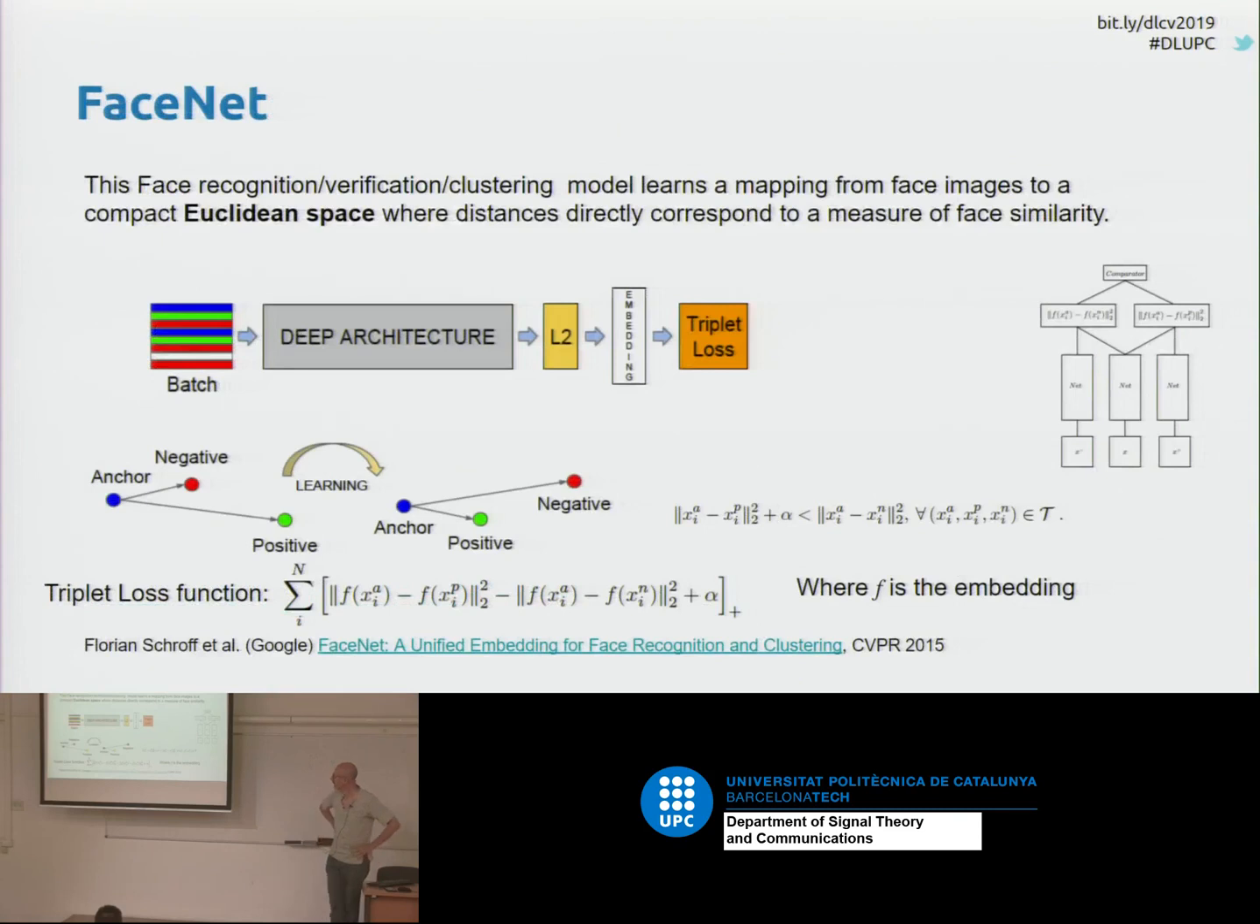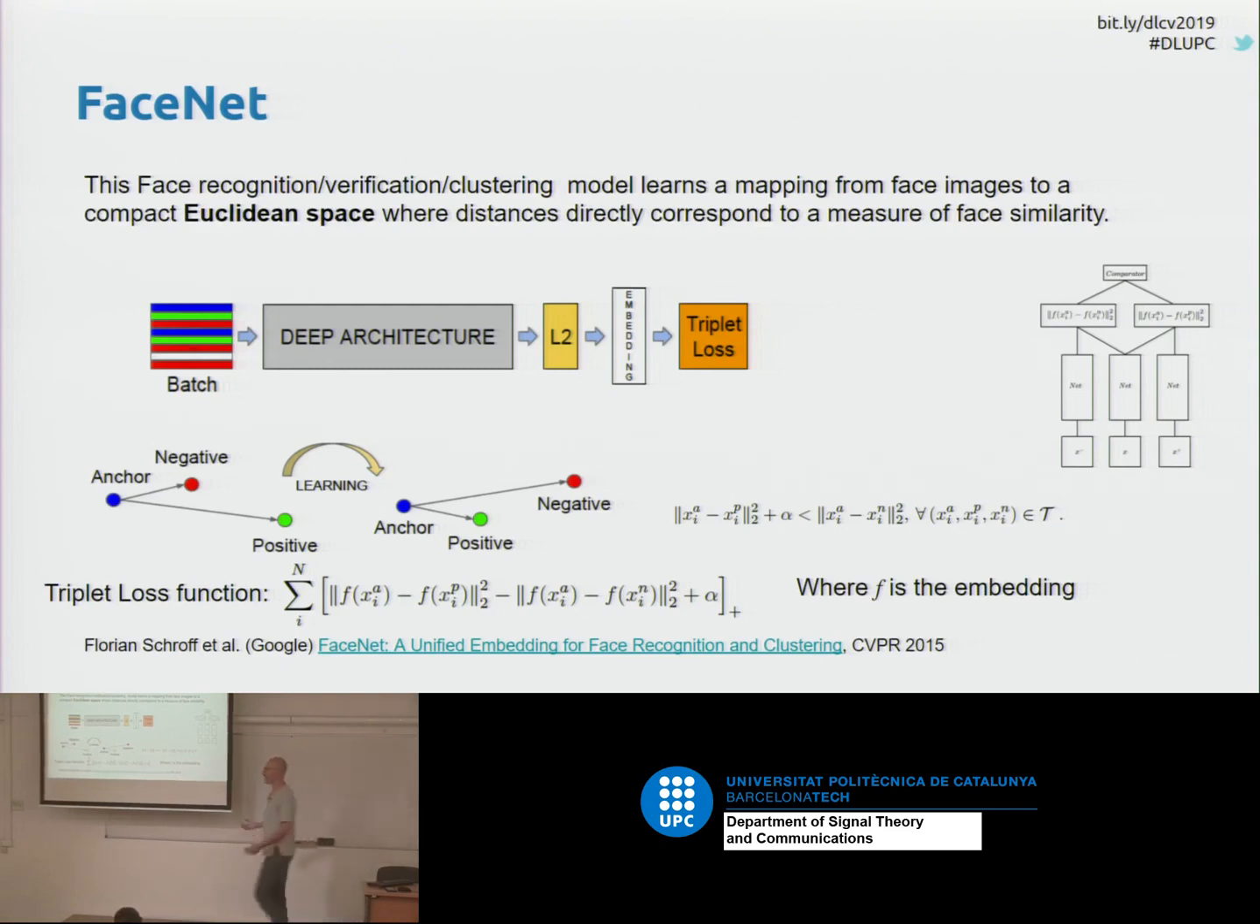Okay. Another approach in this same area is FaceNet, which uses a triplet network. It's very similar to the Siamese network, but in this case, you train the network by using triplets of images. For each triplet, you have an anchor image, a positive image, that is an image of the same identity as the anchor, and a negative image, that is an image from a different identity from the anchor. Okay, so you have an anchor, a positive identity, and a negative identity.